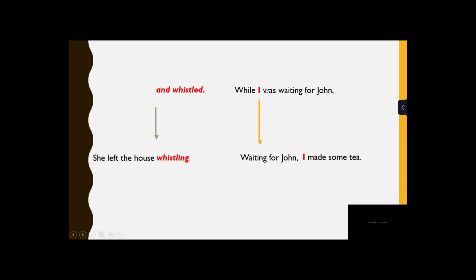I didn't use the subject, the word while, and the word was. And use this. Waiting for John, I made some tea. I understand, or it is understood, that this sentence belongs to this one. It's the same subject. Like the first example. She left the house and whistled, or she left the house whistling. That means that we make economy, the sentences shorter.